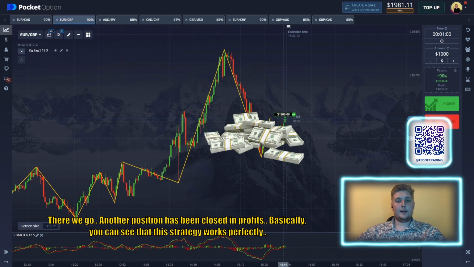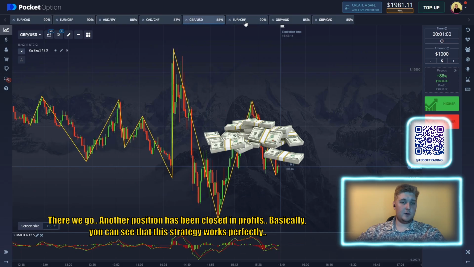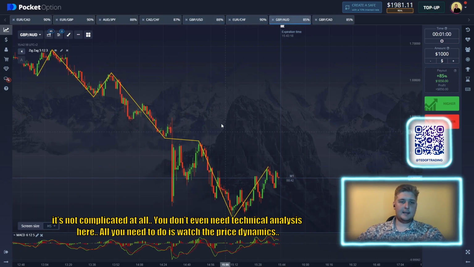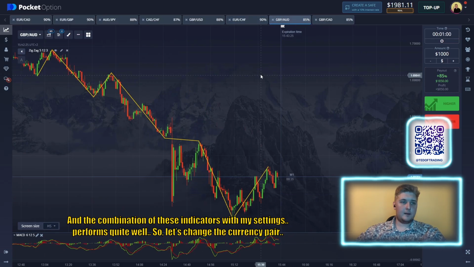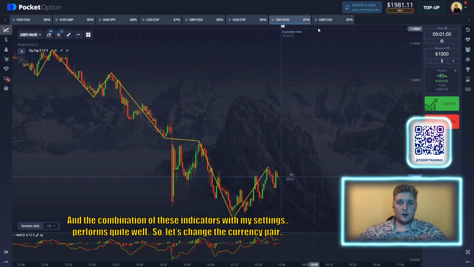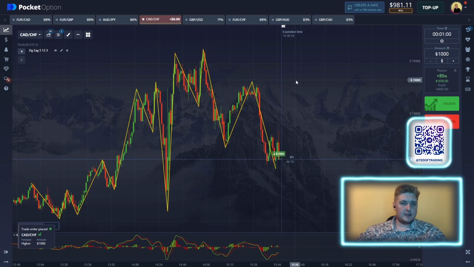And there we go, another position has been closed in profits. Basically you can see the strategy works perfectly. It's not complicated at all, you don't even need technical analysis here. All you need to do is watch the price dynamics and the combination of these indicators with my settings performs quite well. So let's change the currency pairs.